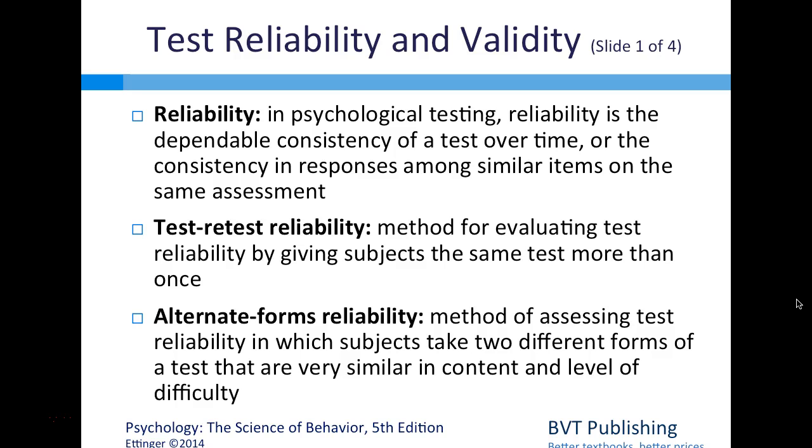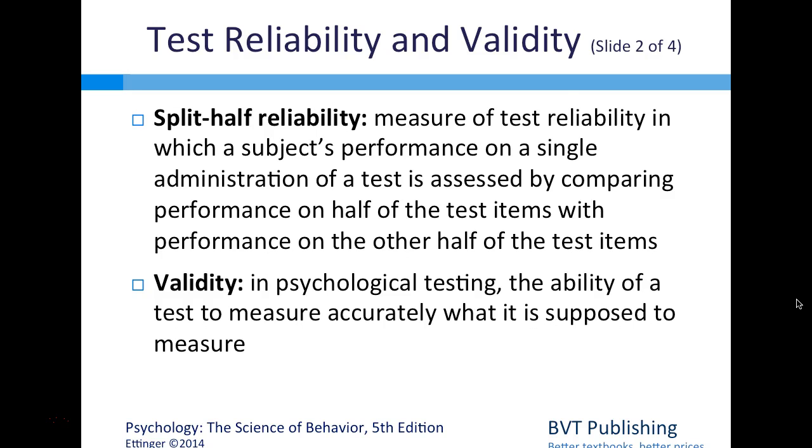This is a method of assessing test reliability in which subjects take two different forms of a test that are very similar in content and level of difficulty. Split half reliability. This is the measure of test reliability in which a subject's performance on a single administration of a test is assessed by comparing performance on half of the test items with performance on the other half of the test items. Okay, so just comparing the halves there of the test.